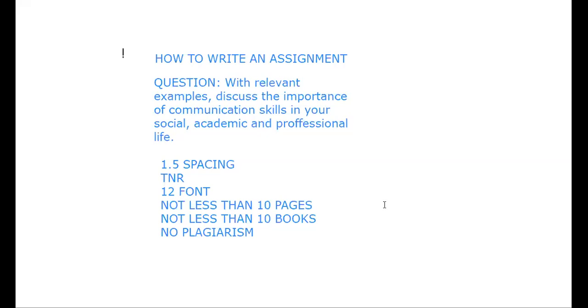We need to understand this. This is the anchor of your research. When you understand this, you're good to go. It shouldn't be less than 10 pages. What does this mean? It means that your paper should not be less than 1, 2, 3, 4, 5, 6, 7, 8, 9, and 10 pages.